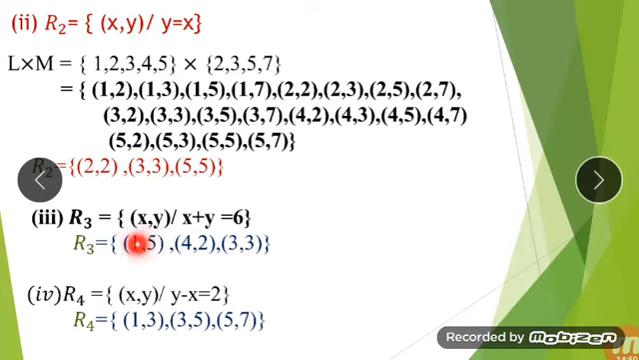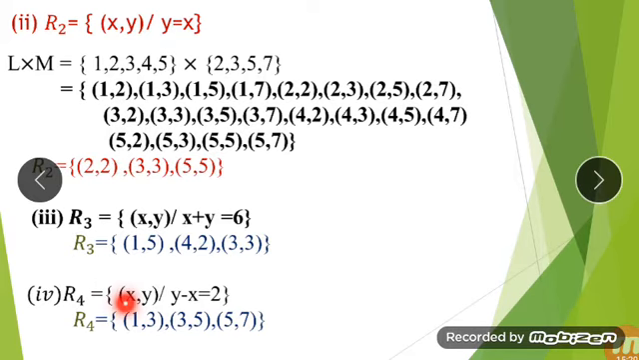The next relation between x and y is such that x plus y should be 6. If you add x and y, the result should be 6. So you are going to find such pairs of elements that, if you add them, the result will be 6. So 1 plus 5 can be 6, 4 plus 2 can be 6, and 3 plus 3 can be 6. So this is the third relation here.